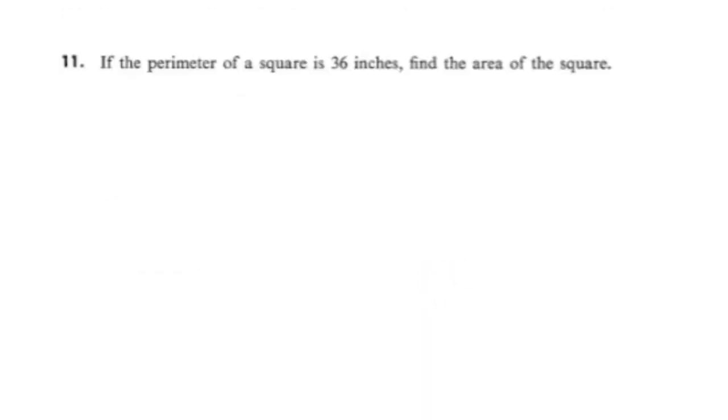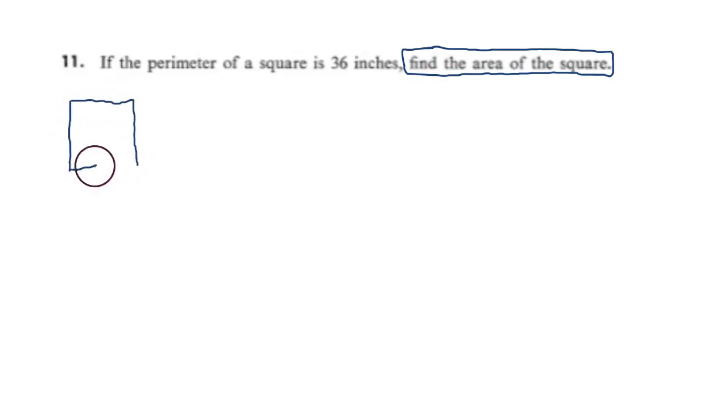Next, number 11. If the perimeter of a square is 36 inches, find the area of the square. Let me highlight that. That's the part we're actually asked to figure something out. This is talking about a square which can be drawn, so let's draw a square. We're told that the perimeter is 36 inches. What does that allow us to label on the square? Because a square has 4 congruent sides, for the perimeter to be 36 inches, each side must be 9 inches.